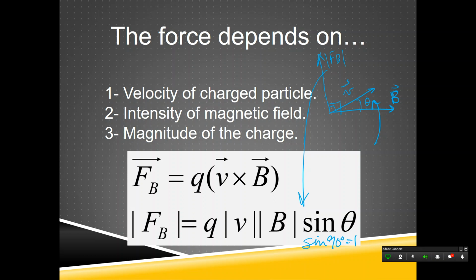Okay? What if my velocity and my magnetic field are in the same direction? Exactly, there would be no force at all, because sine of zero is zero.